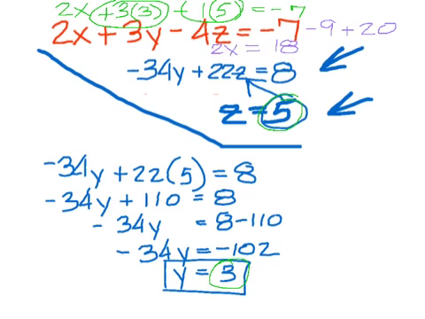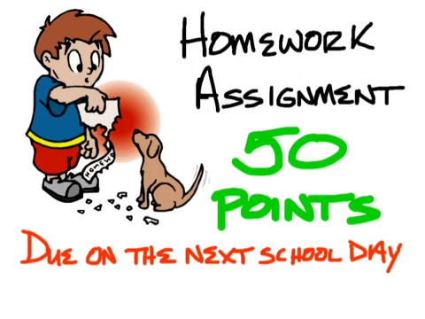And then you have 2x on this side. Now I've made a mistake here. This is negative 7 minus 9, which is a negative 16, plus 20, which is 4. That's better. And then that'll give us an answer of x equals 2. The homework assignment is next.